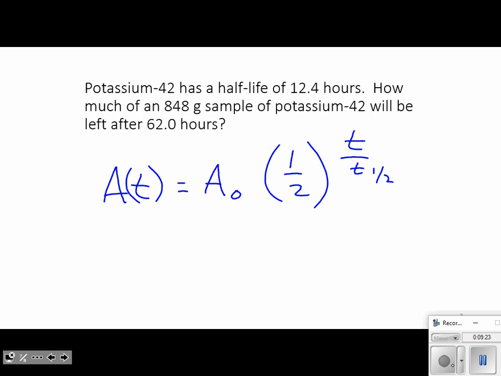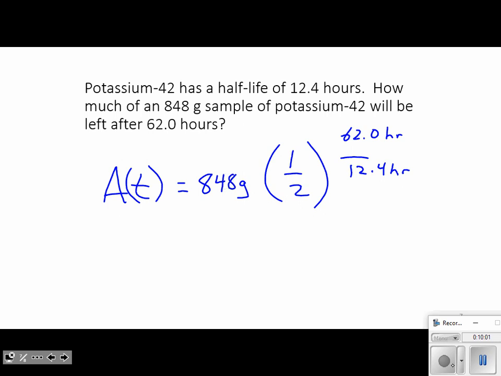So what I need to do is fill some stuff in. Well, my A_0 here is 848 grams. My half-life is 12.4 hours. My time that it's actually undergoing is 62.0 hours. So now I can calculate what my amount left is.